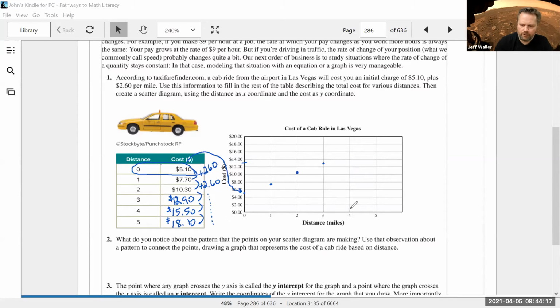1550 at 4.15 is right in the middle, so it's going to be a little bit above. It's going to be in the middle of the middle of the thing in the middle. Okay. And then for 5, it's 1810. Thank God it's just a little bit above 18. And sure enough, that does look like a straight line, right?